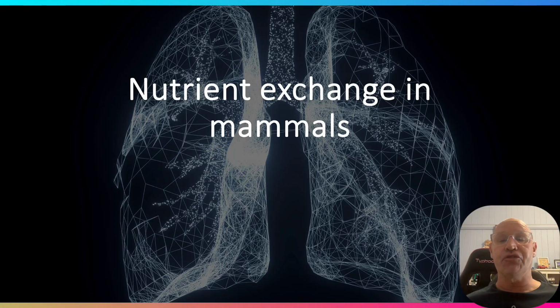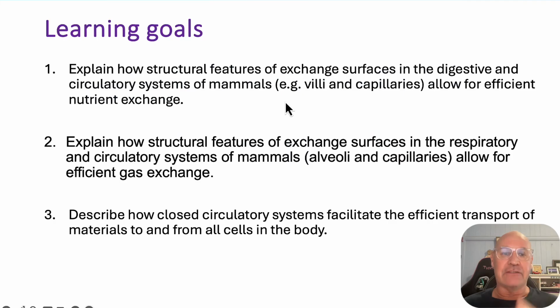So let's look at nutrient exchange in mammals. We've got 3 syllabus objectives, and the reason for that is that I've grouped these first two together because I think that the structural features of these exchange surfaces in the digestive system and the respiratory system share so many similarities, it makes sense to do them together.